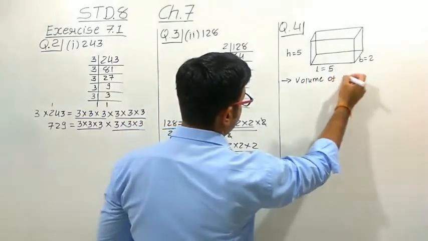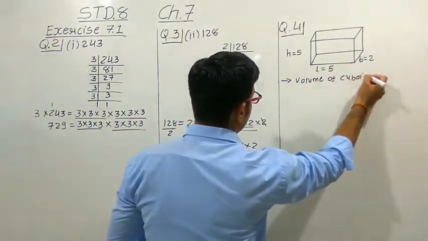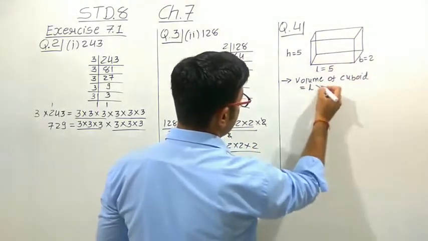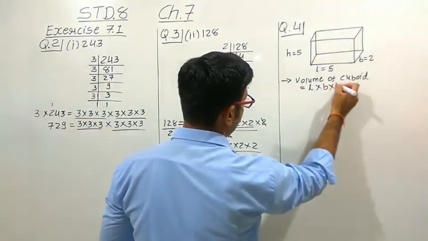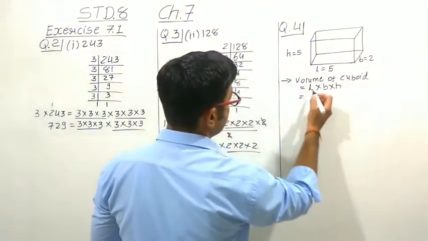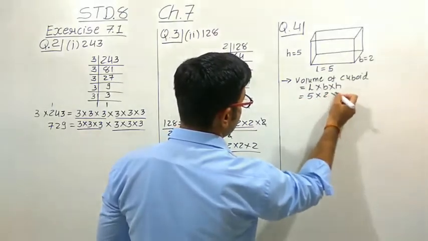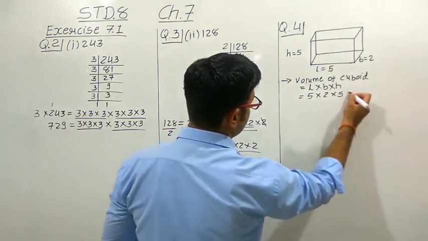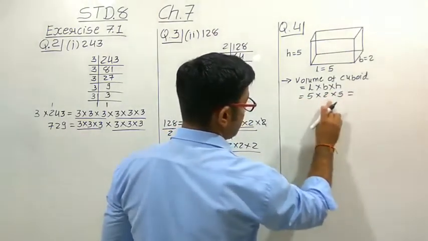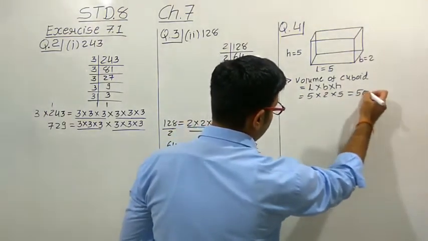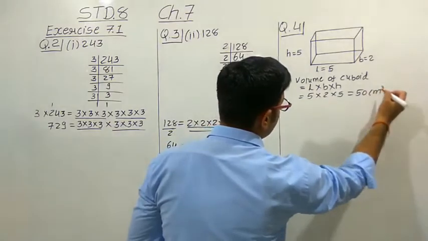Volume of a cuboid is equal to, what will be the volume? Length into breadth into height. The length is 5 cm, breadth is 2 cm and height is 5 cm. The total will be: 5 2s are 10, 10 5s are 50. The total is 50 cm cube.